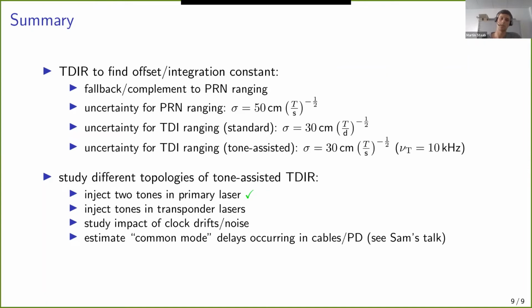And in the next step, we want to also see what happens if you inject tones in the transponder lasers of the other spacecrafts. Another thing is studying the impact of clock drifts and noise, since they could have non-trivial couplings if we look at the transponder lasers, and also using this method to estimate other common mode delays occurring in cables or photodetectors, which is what Sam is talking about in the next talk. So stay tuned for that one, and thanks for your attention.